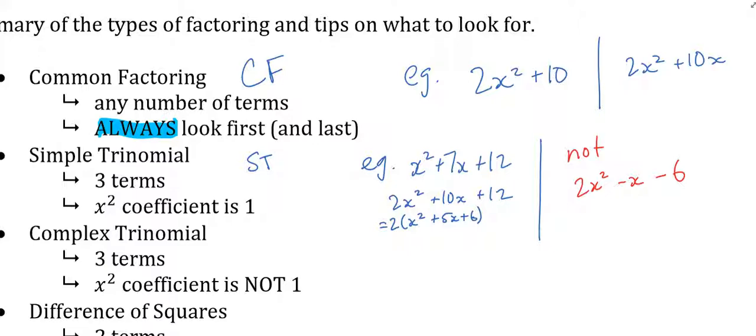Complex trinomial, again, has to have 3 terms. So if you've got something with 2 terms, it's neither simple nor complex. It's something else entirely. As soon as you have 3 terms, you're thinking, is this simple? Is this complex? Is it a trinomial I can factor? Right? 3 terms is a big indicator of what kind of thing you're going to do. And as we talked about, the x squared coefficient is not 1. So that one that we had up there, 2x squared minus x minus 6, is a complex trinomial factoring question. And that's what we were doing yesterday. Everything we were doing yesterday was complex trinomial. Now you have to figure it out.